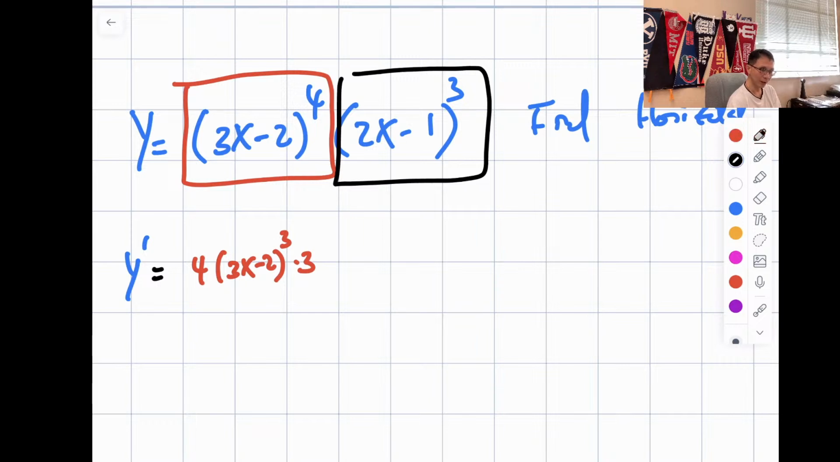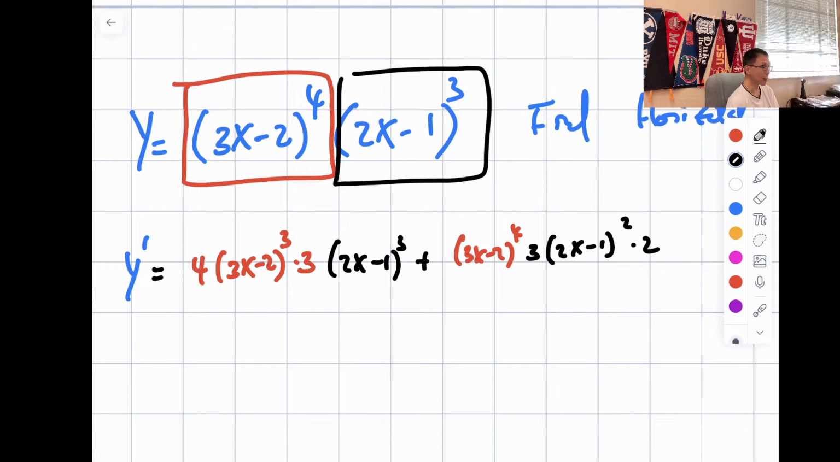Then I'm gonna leave the 2x minus 1 to the third here. I'm a plus. Is this okay so far? Now I'm gonna leave the first one alone, so it'll be 3x minus 2 to the 4th power, and times by derivative of this one, the black one here, so it's 3 times 2x minus 1 to the 2nd times derivative of the inside, 2.